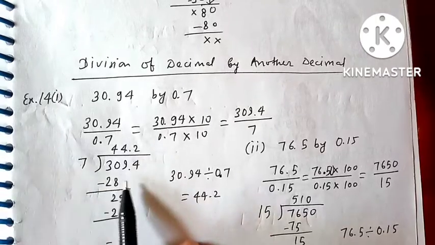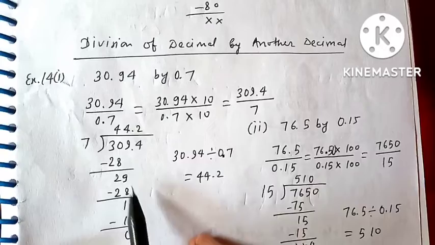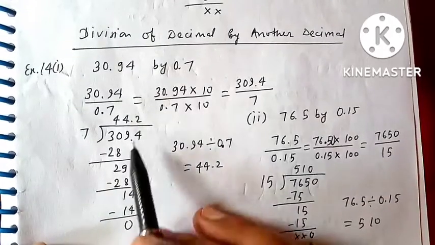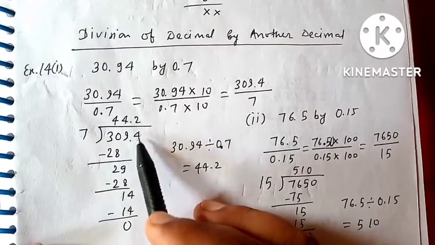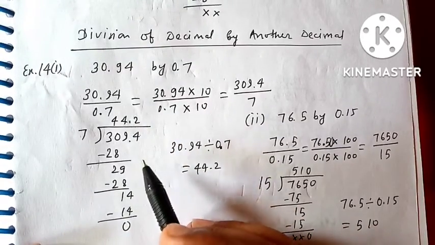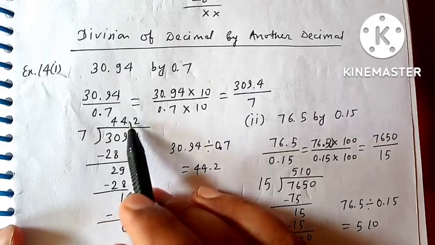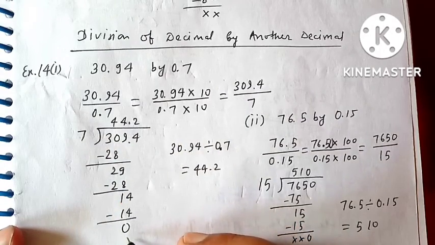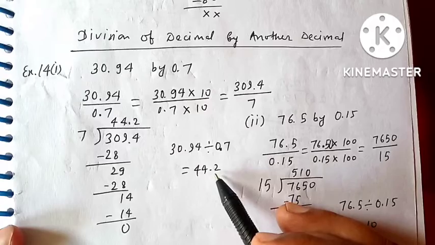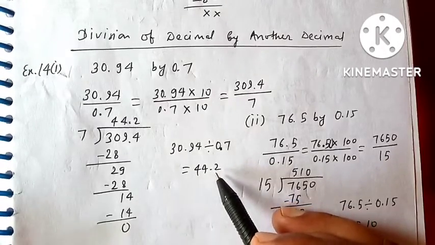7 4s are 28. 30 minus 28 is 2, and 9. 7 4s are 28. 9 minus 8 is 1, and 4. Here we take 4 from the decimal part, so put the decimal. Then we think about the quotient. So 7 2s are 14. After subtraction we have the quotient 44.2.